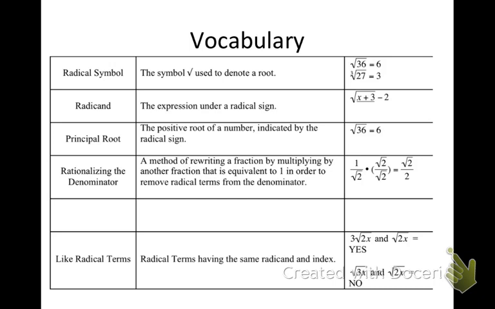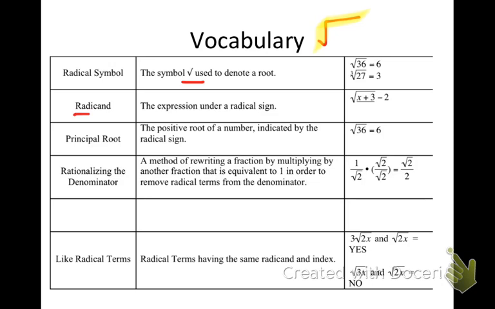A radical symbol. A lot of times you will hear me talk about a radical. A radical just means a root. So a radical is anything that is within the root. That is a radical right there. So the symbol is used to denote a root. You have square roots, which we'll talk a lot about today. In the future, we'll talk about cube roots, fourth roots, fifth roots, and all the different types of roots. But today we're focusing on square roots.